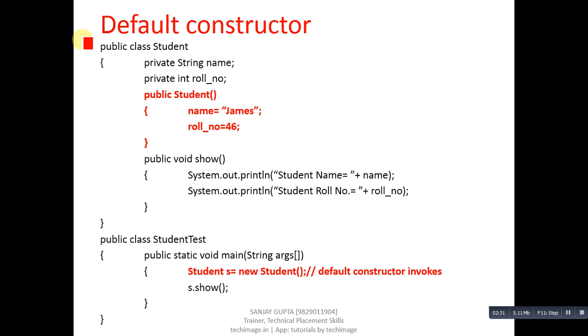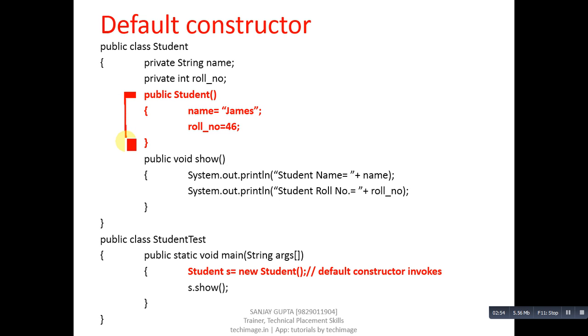Now, examples of constructors, in which the first is the default constructor. So this is the example of a default constructor. In a default constructor, the programmer doesn't pass any argument to the constructor. He only initializes specific values in the definition of the constructor. So here is the example of a default constructor.